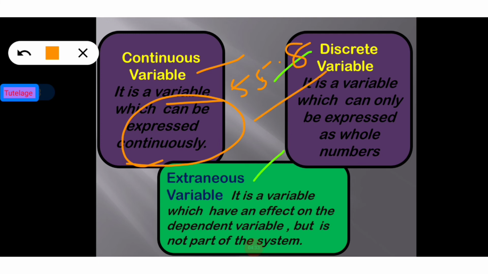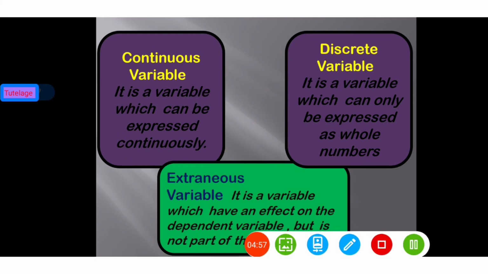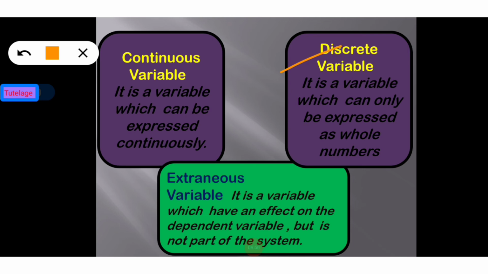55.8 kg. This is the weight of a particular person or an individual. This number 55.8 can be expressed continuously. So this variable is called a continuous variable. Now move on to the next type, that is the non-continuous or discrete variable.